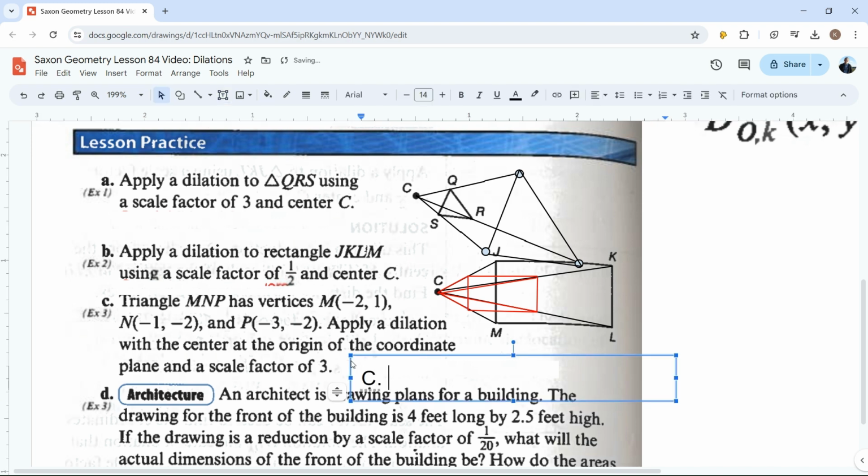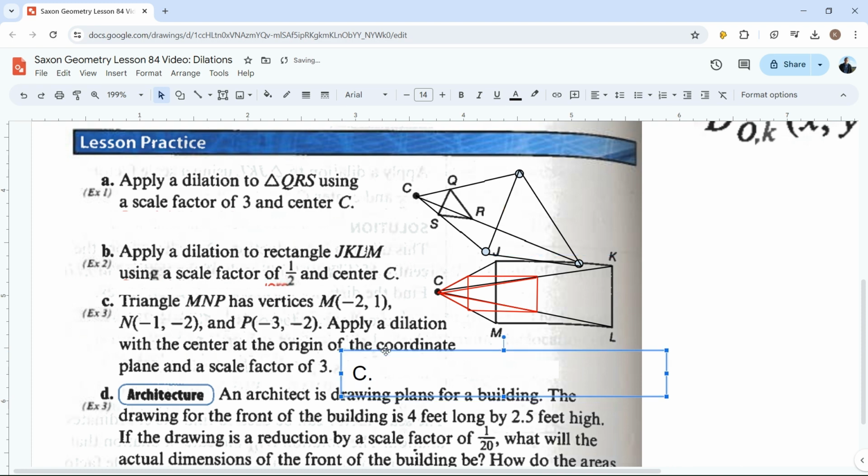So for letter C, we need to apply a dilation to these points from the origin. Here's how this is going to work. We're just going to write point M. M prime is going to be at, let's see, a scale factor of 3. 3 times -2 is -6. 3 times 1 is 3. And if I were to put this on a graph, I would see that this is a valid dilation that makes it 3 times as big.